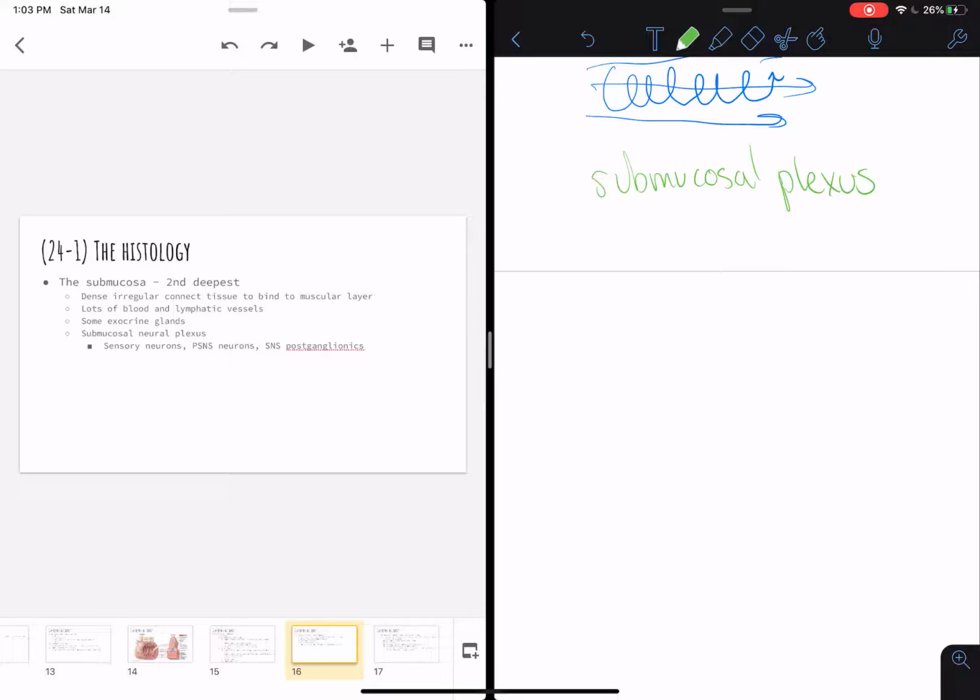In the submucosal plexus, just like with, I shouldn't say every nerve plexus, but with deep nerve plexuses, not like arm and leg, we've got sensory neurons, we've got parasympathetics, sympathetics, and we've got postganglionics. So postganglionics coming from the autonomic nervous system.